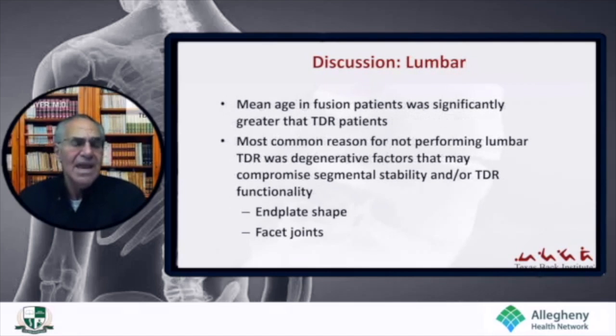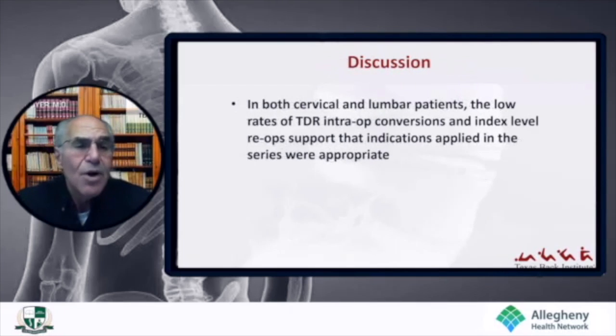In the lumbar cases, the mean age of fusion patients was significantly greater than the TDR, and the most common reason for us not performing disc replacement were degenerative factors that could compromise the segmental stability and/or the TDR functionality, such as the end plates, facet joints, pars defects, and anatomic reasons such as those. So both in the cervical and lumbar patients, the low rates of TDR intraoperative conversions and the index level of reoperation support that the indications that we applied in the series were appropriate.